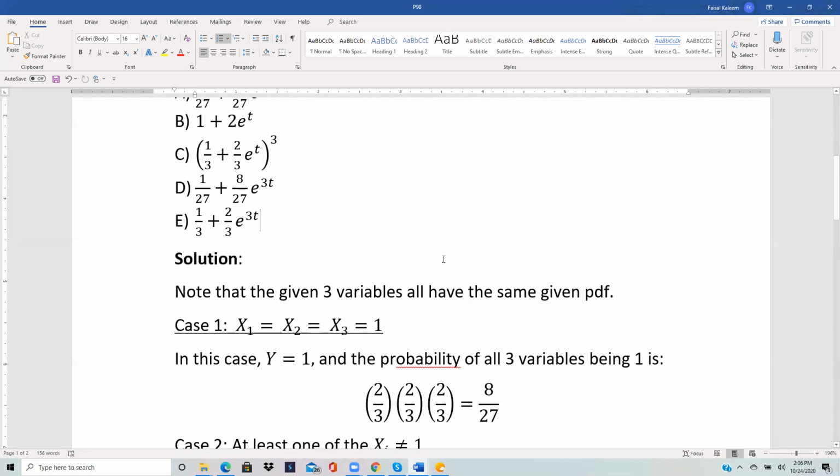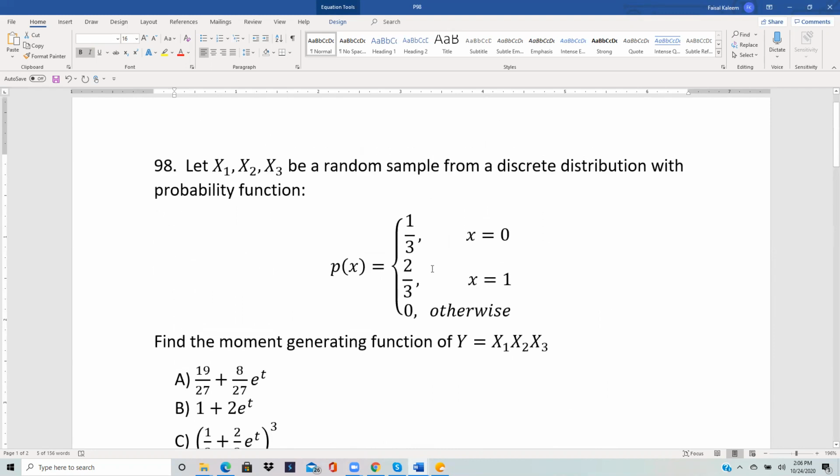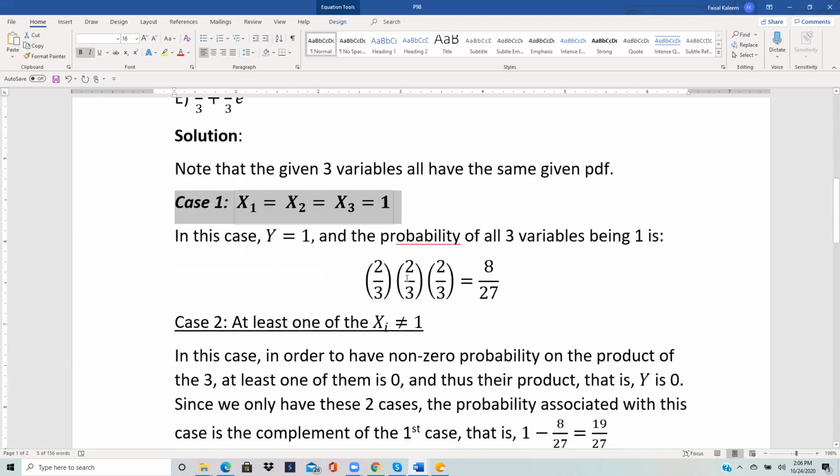So the two cases to consider are, case 1, when x1, x2, and x3 are all 1. In this case y will be 1 because y is the product of x1, x2, x3. And then we are saying x1 is equal to 1 and x2 is equal to 1 and x3 is equal to 1. So the probability of each of them being 1 is 2/3, and the word 'and' would mean multiplication. So 2/3 times 2/3 times 2/3, that's 8/27. When all three are 1, then y is 1. So basically y will be 1 with probability 8/27.